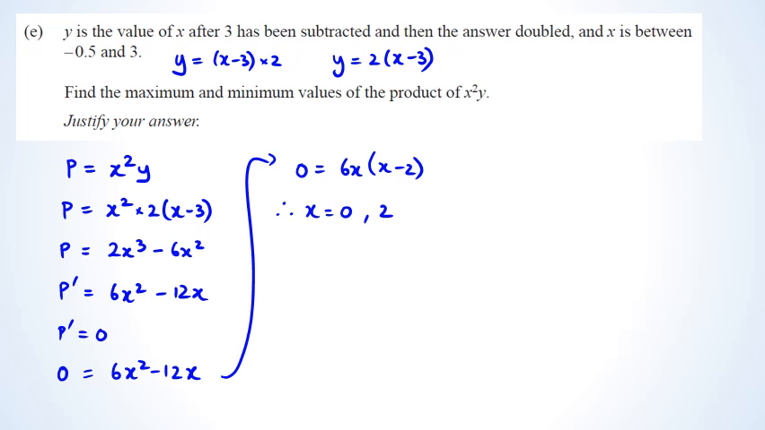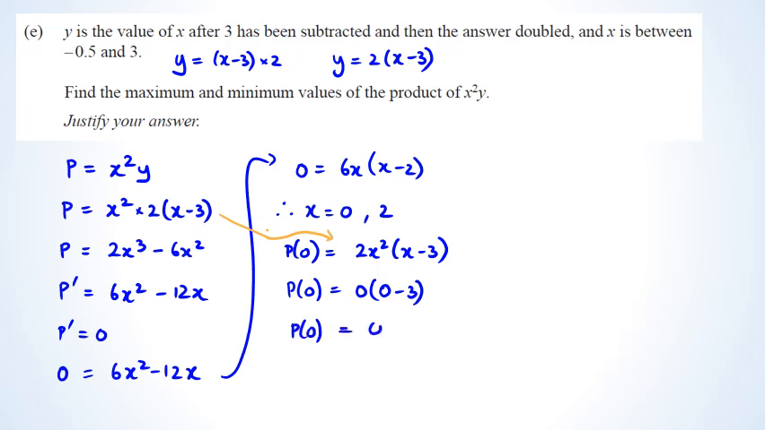But I need to figure out what the y values are. So what I'm going to do is work out what p of 0 is. So p of 0 is, I've got 2x squared times x minus 3. I've just simplified it, guys, basically from here to here. I've just moved the 2 in front, that's all I've done. So if I do p of 0 is equal to 0 times 0 minus 3, what I get is p of 0 is equal to 0.